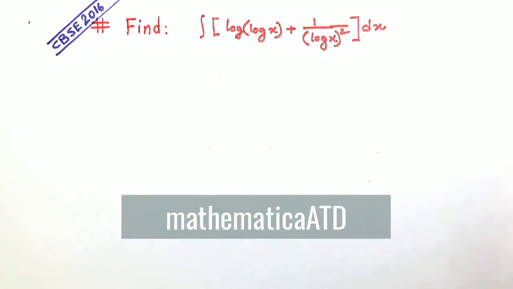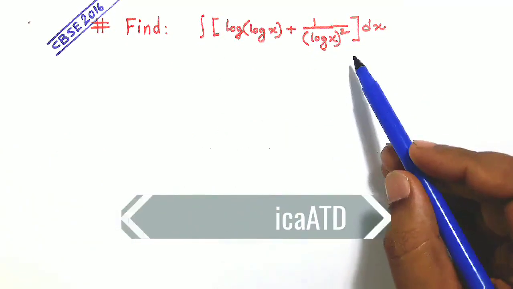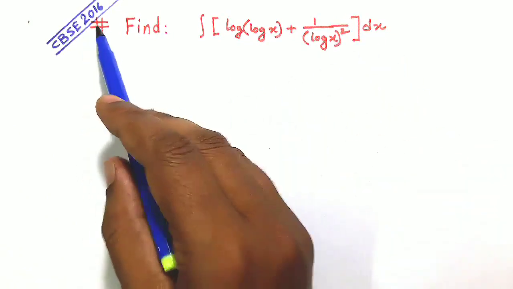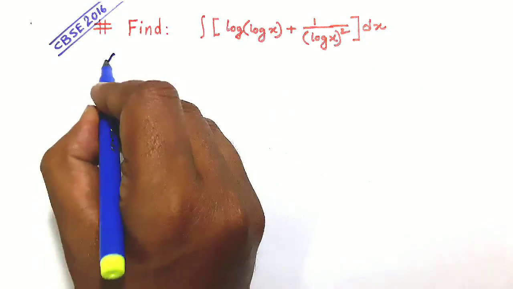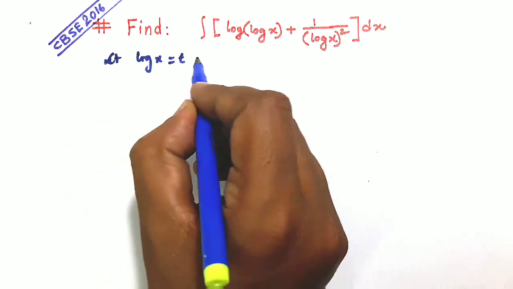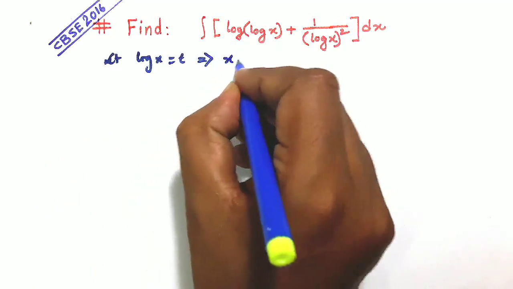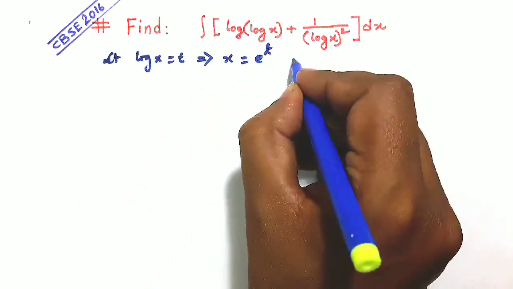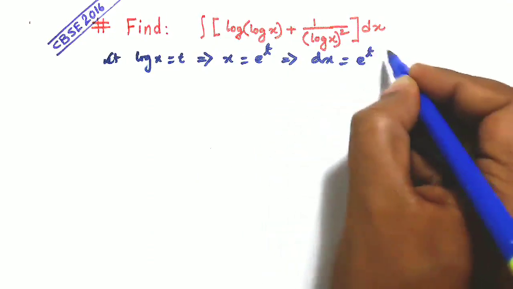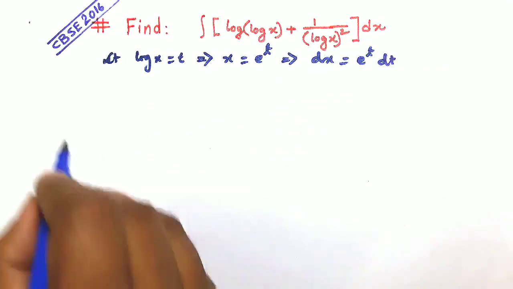Find the integration of [log(log x) + 1/(log x)^2] dx. It is taken from CBSE 2016. Let us consider that log x is equal to t. It implies that x is equal to e to the power t, and so dx is equal to e to the power t dt, isn't it?